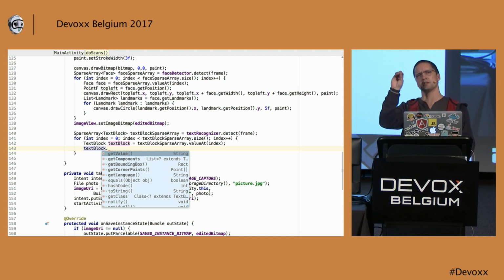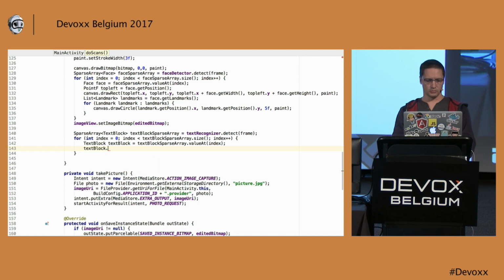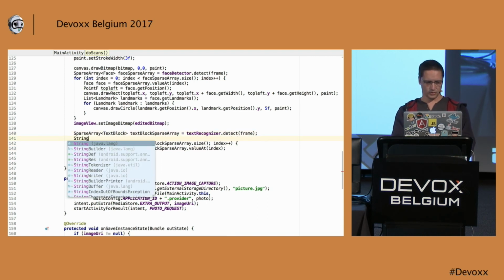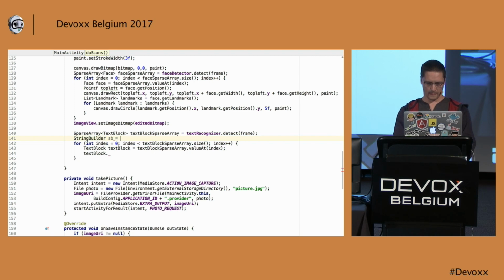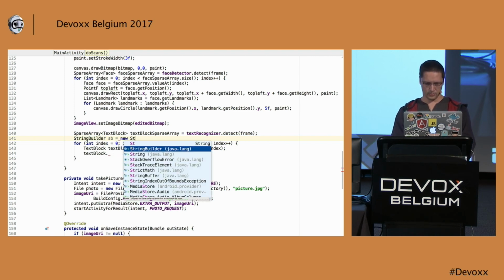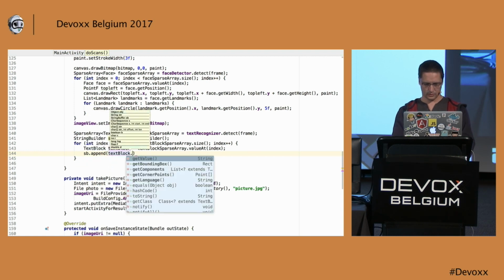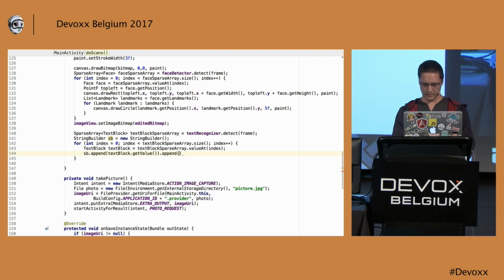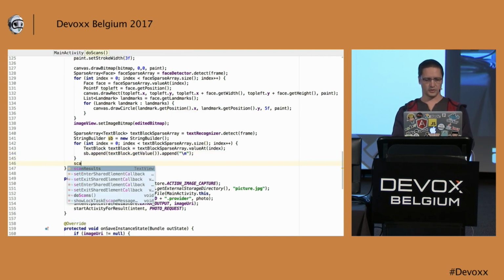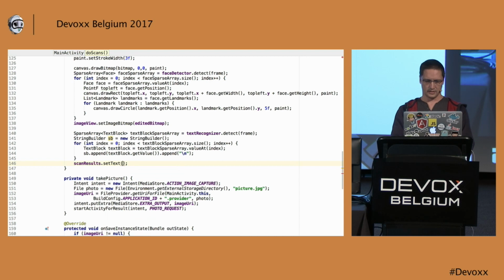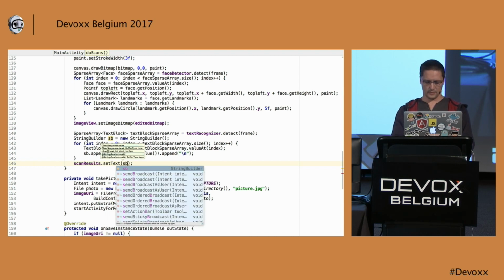So what we'll do is just print this text above the picture. To get this text, I will need a string builder. New string builder. Then I will do some append text block dot get value. Just append a new line between them, like this, and we'll put this text in a text view that I've got on my UI, which is called scan result. Set text sb.toString.